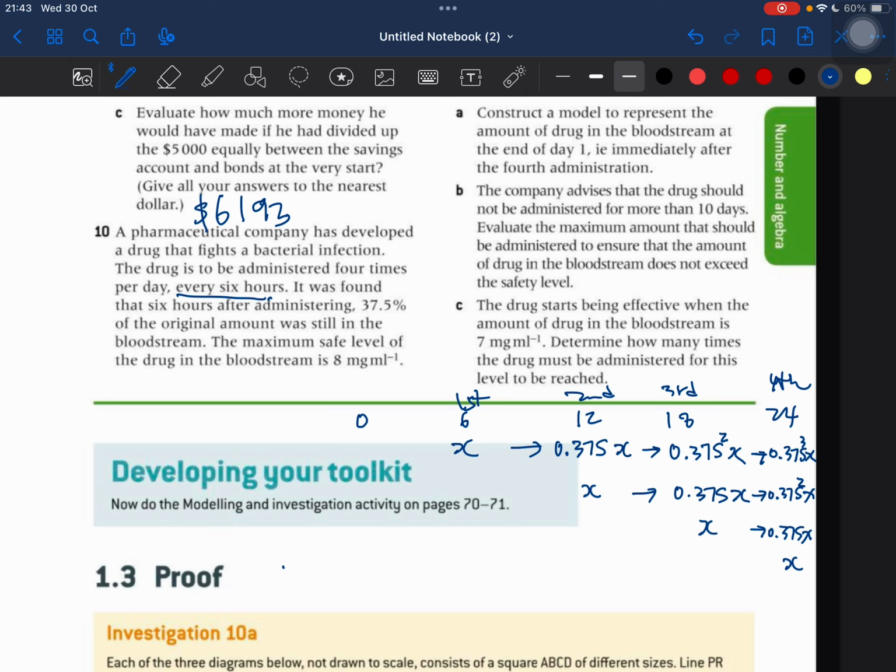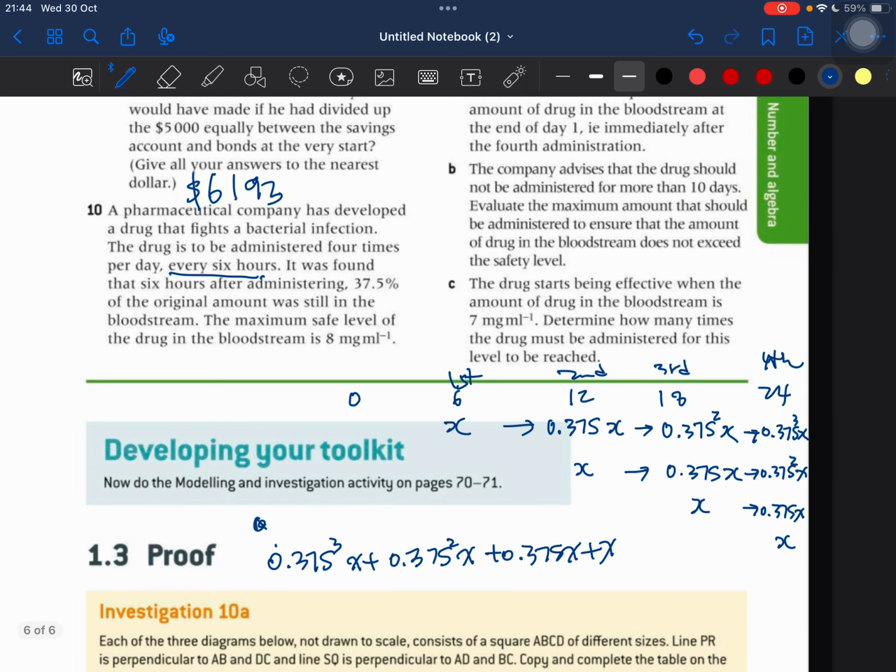So number B. This is the total amount. So for number A, the answer is 0.375 cubed x plus 0.375 squared x plus 0.375x plus x. Number B, the company advised that the drug should not be administered for more than 10 days. Evaluate the maximum amount that should be administered to ensure the amount of drug is safe. 10 days means 40 times.